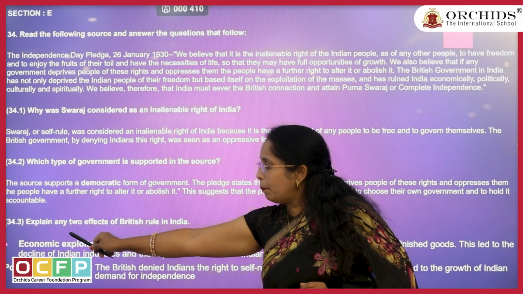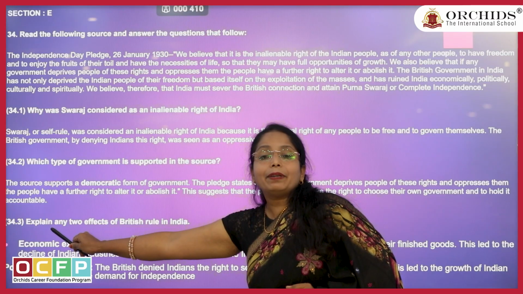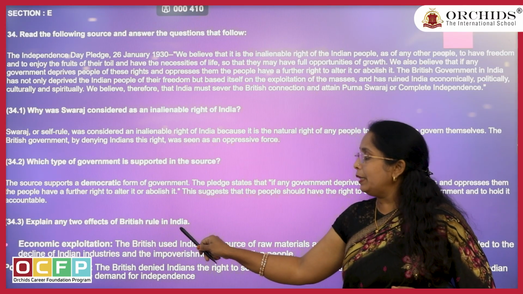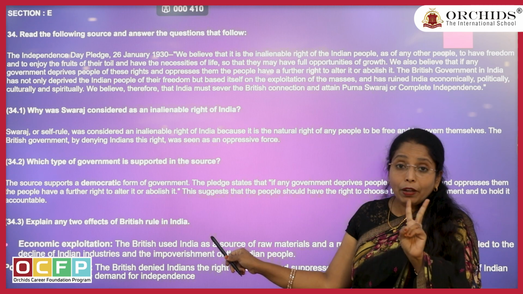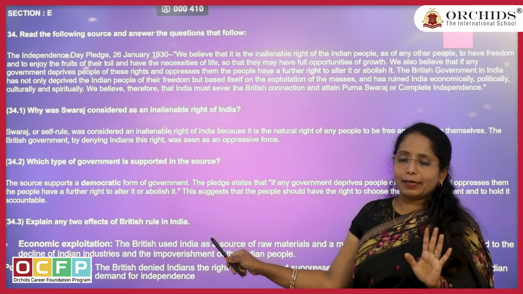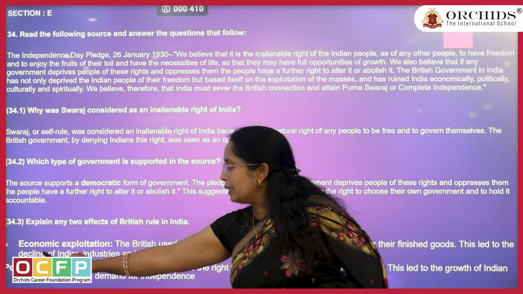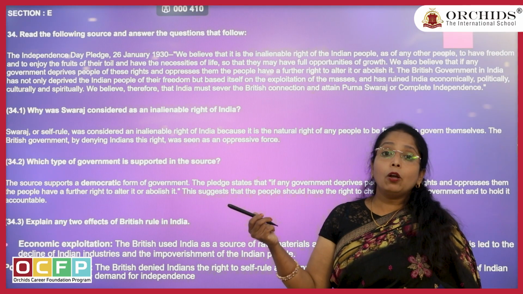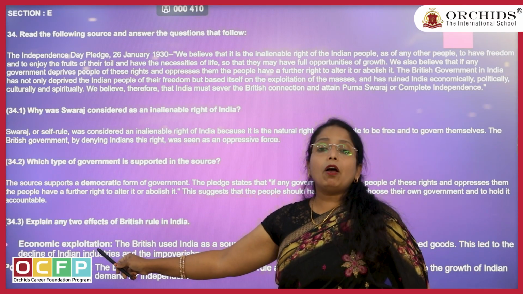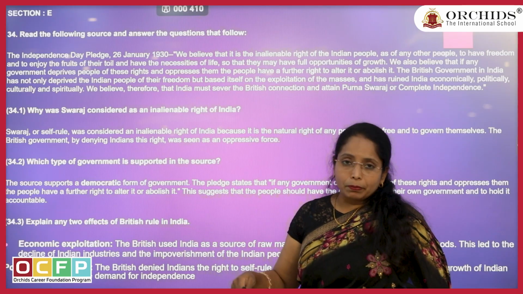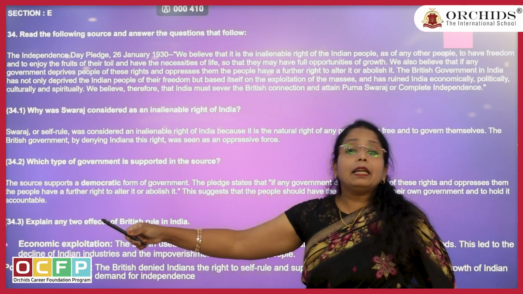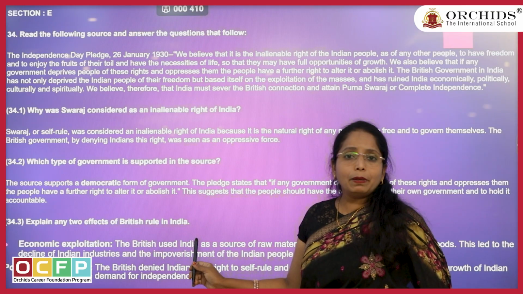Then the third point here, clearly you can see the question is: explain any 2 effects of British rule in India. 2 effects means 2 marks automatically. See, the first effect is economic exploitation. India became poor. Earlier it was called the golden bird. But the rulers of the British government started to exploit our country economically. You have to explain that.